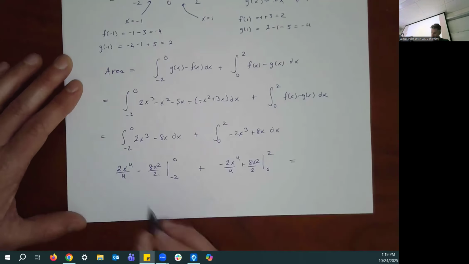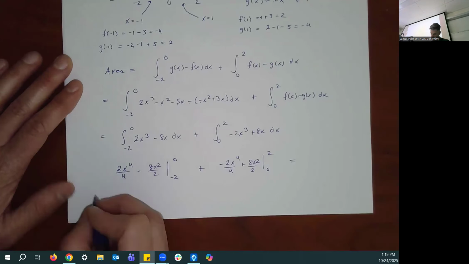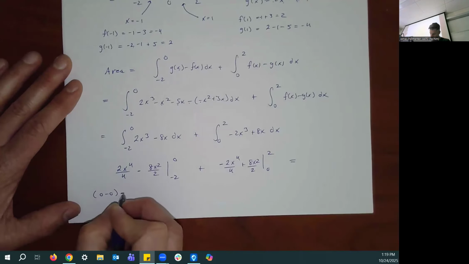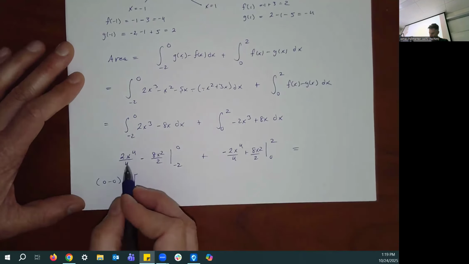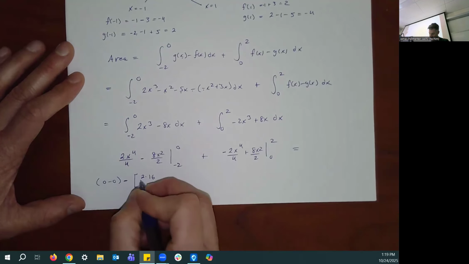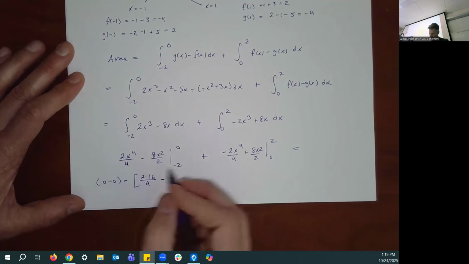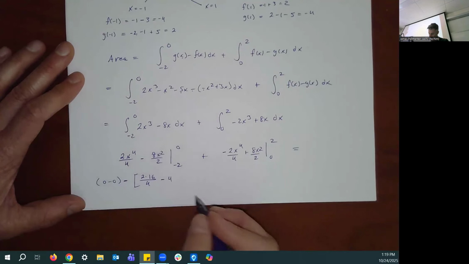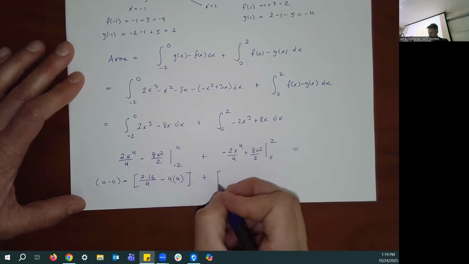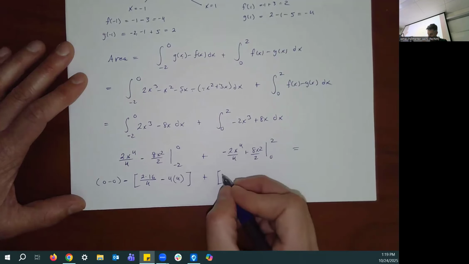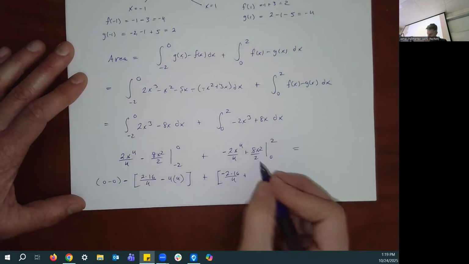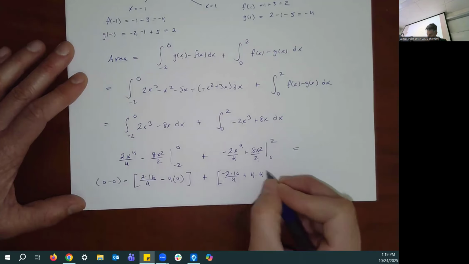And then we calculate. So we plug in 0, we're going to get 0 minus 0. Minus, we plug in -2, we're going to get 2 times 16 over 4, because -2 to the 4th is 16. Minus, okay, 8 over 2 is 4, and -2 squared is also 4. Plus, we should get something similar over here because of the way the numbers are working out. -2 times 2 to the 4th over 4 is -2 times 16 over 4. Plus 8 times 2 squared over 2 is 4 times 2 squared. Minus 0 plus 0.